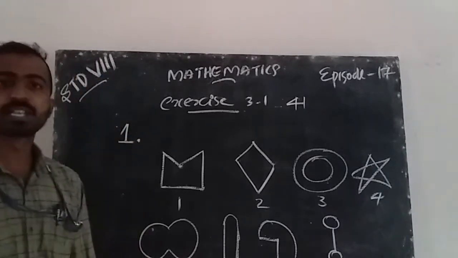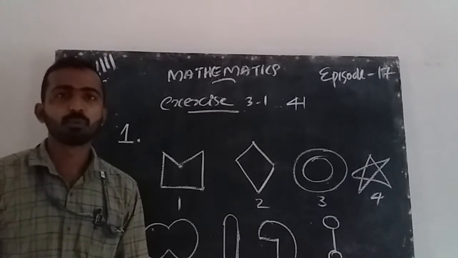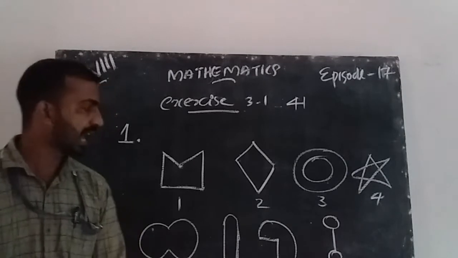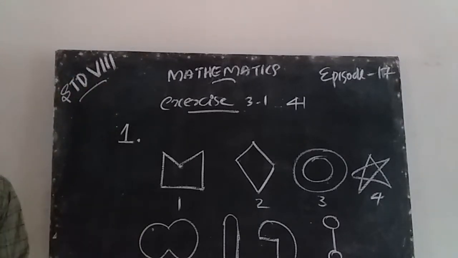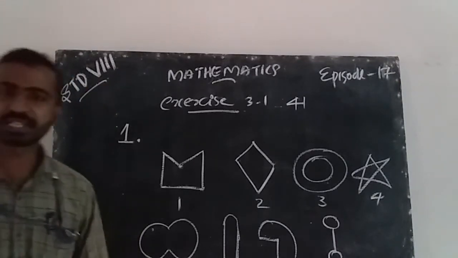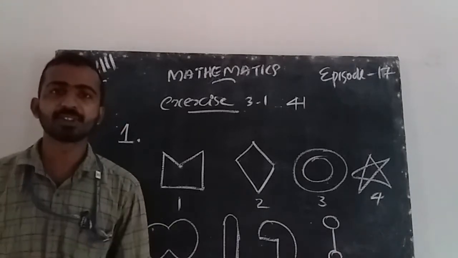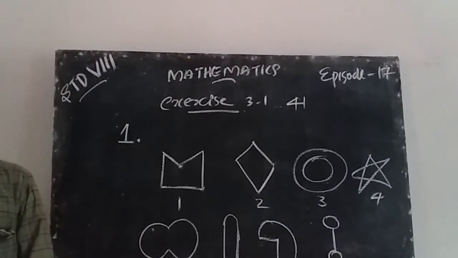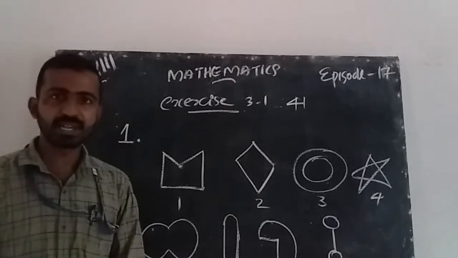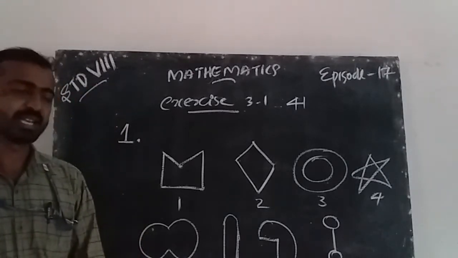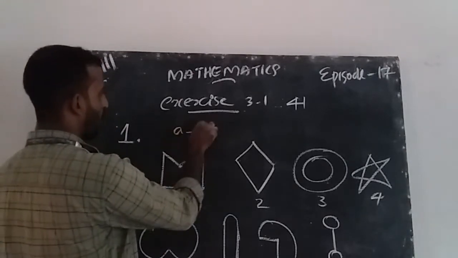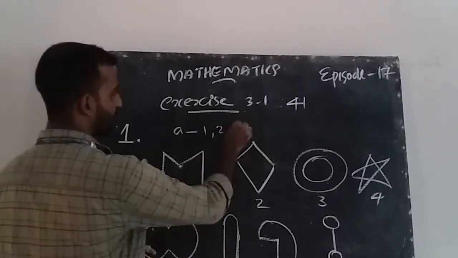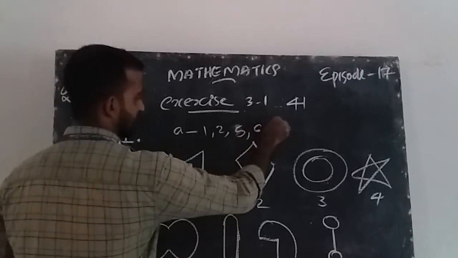The first one is simple curve. Which are simple curves? 1 is a simple curve. 2 is also a simple curve. 5 is a simple curve. 6 is a simple curve, and 7 is also a simple curve. So the answer of A is 1, 2, 5, 6, 7.